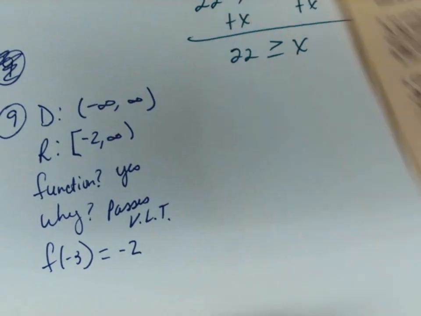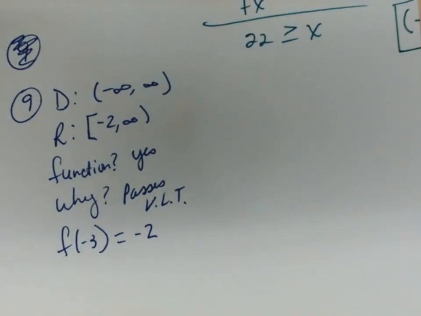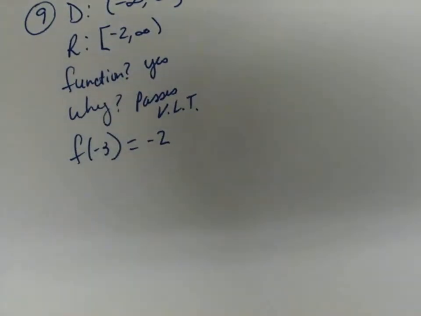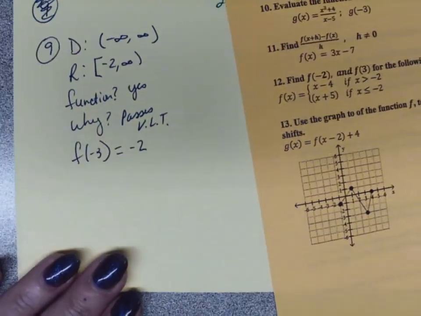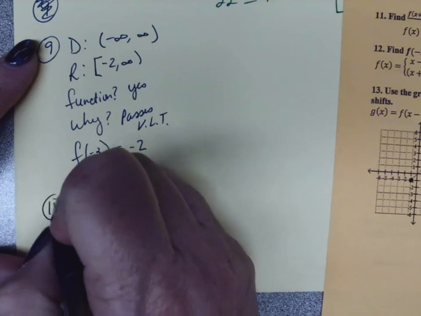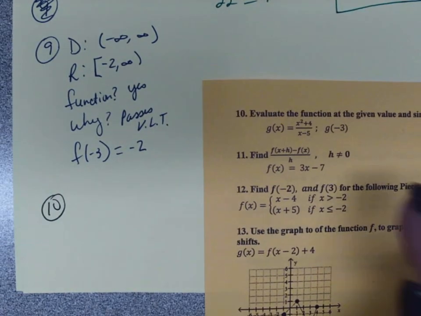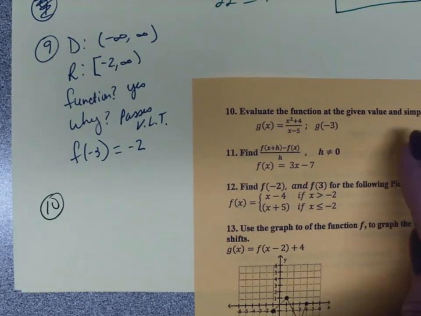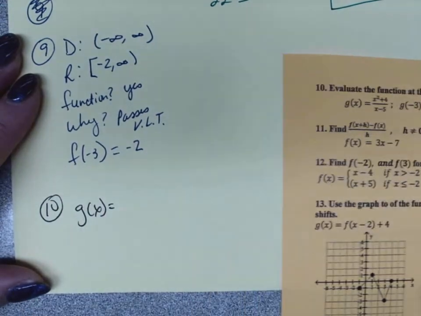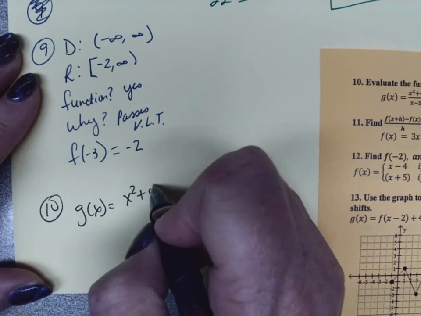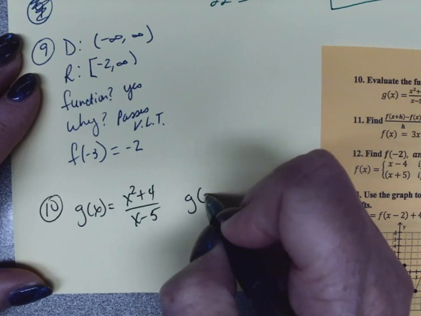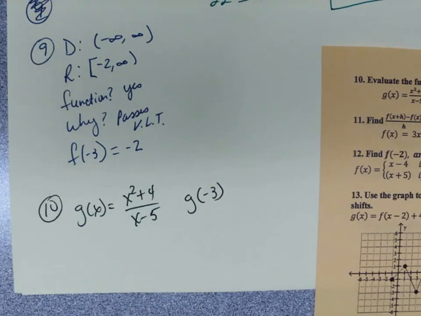All right, we're going to flip over and do a few more problems. Our next one is number 10. Let's back it out a little bit again. So for number 10, we are looking at evaluating the function at the given value and simplifying. So here's our function. We have g of x equal to x squared plus 4 divided by x minus 5, and we want to find g at -3.